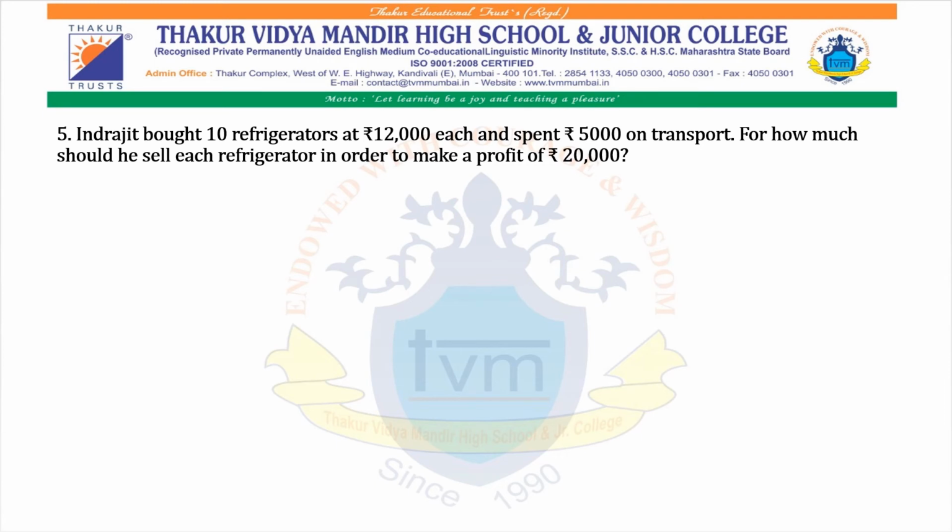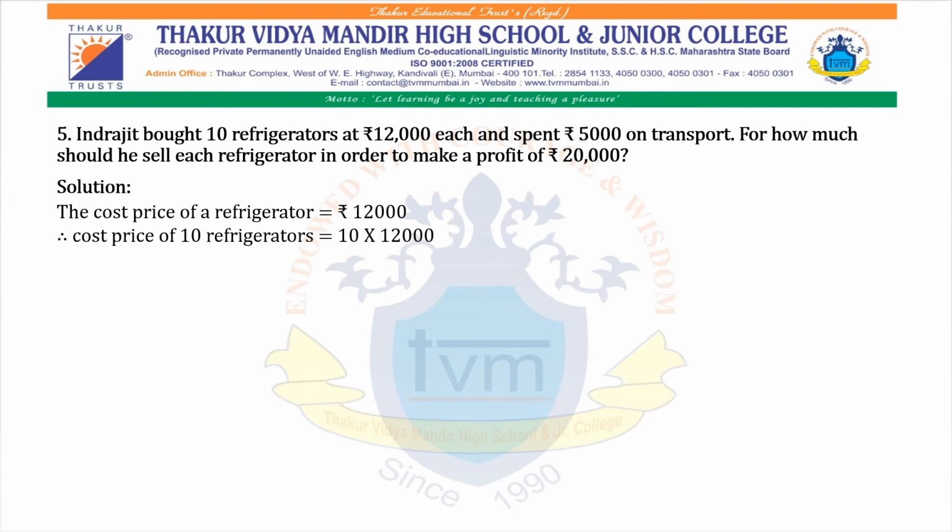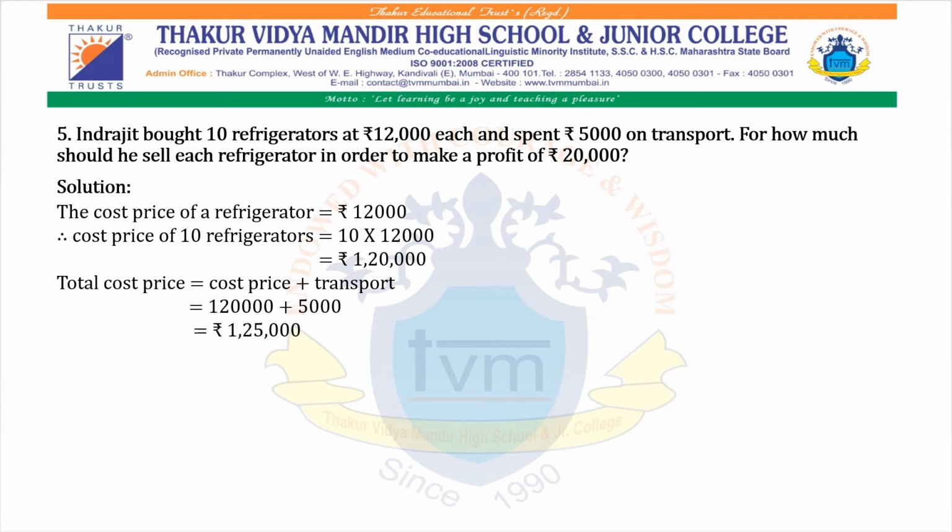Question 5. Indrajit bought 10 refrigerators at rupees 12,000 each and spent rupees 5,000 on transport. For how much should he sell each refrigerator in order to make a profit of rupees 20,000? Solution. The cost price of a refrigerator is equal to rupees 12,000. Therefore, cost price of 10 refrigerators is equal to 10 into 12,000, which is equal to 1,20,000. Total cost price is equal to cost price plus transport. So 1,20,000 plus 5,000, which is equal to 1,25,000.